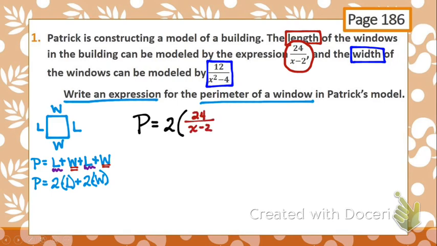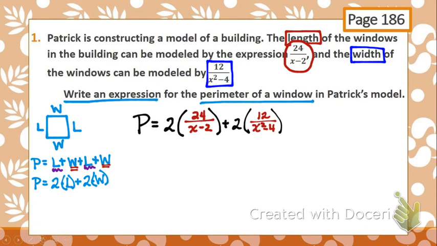24 over x minus 2, plus 2 times the width. What was our width? 12 over x squared minus 4. And now I just need to simplify it using the skills that we've already learned.